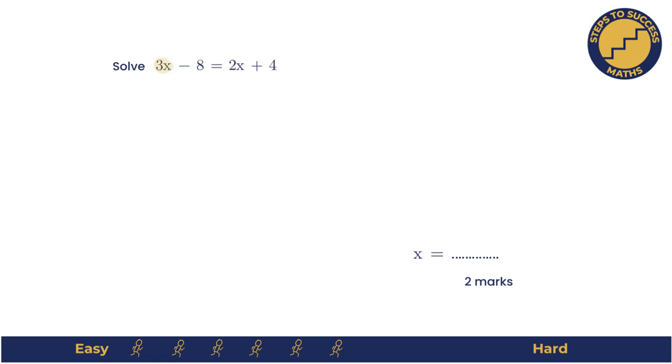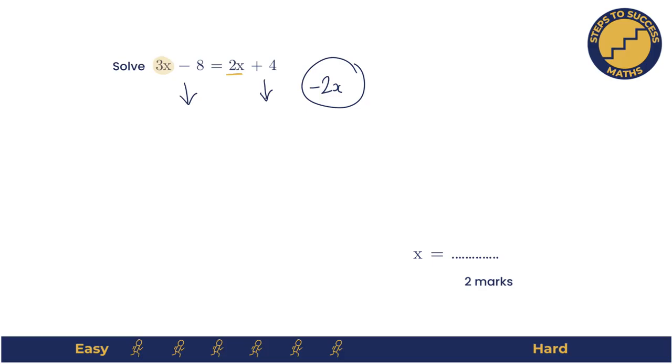So on this one, we want to look at the 3x side. That's the one that's got the most x's, which means we don't want the x's that are on the other side of the equation. We don't like these two x's. So we're going to start by getting rid of them. And the opposite of plus 2x is take away 2x. So take away 2x from both sides of this equation.